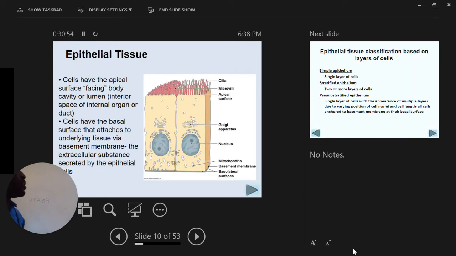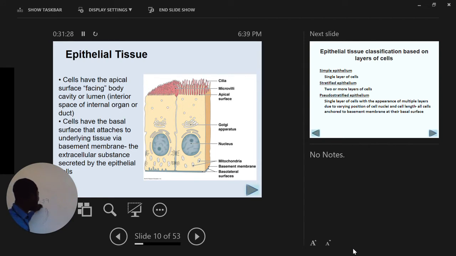Now, epithelial tissues, they have apical surface. When you say apical, it's apex. And apex means top, right? Good. Now, they have apical surface, and obviously, the apical surface is this. And it's facing the inside. The inside is usually a space. Now, think about it. Think about that this is an organ, and the organ has epithelial lining inside, lining it, right? Think about it that way.